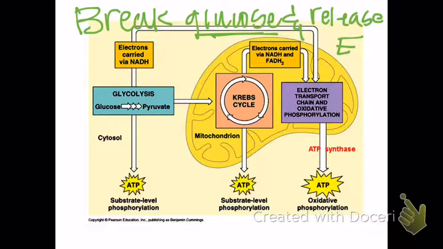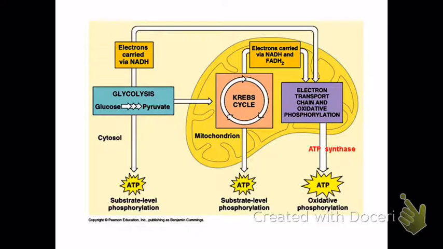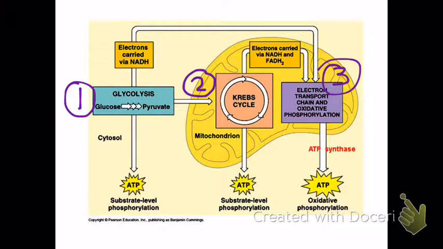Okay, looking at this, there are 3 steps. There's glycolysis here, outside of the organelle called the mitochondria, right? You knew that. 3 steps. Glycolysis is step 1. Let's erase all this, and let's go with purple. Here we go. Glycolysis is step 1. The Krebs cycle is step 2. And then the 3rd step is the electron transport chain.